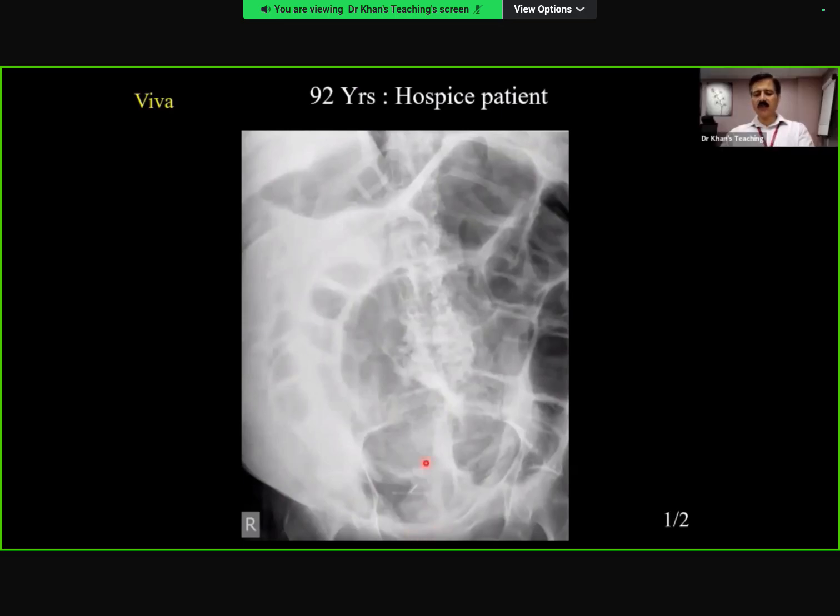But the first thing which they want to hear is, I will compare it with the previous films. In this kind of scenario where a patient comes from hospice, it's not an acute scenario. These patients, in your day-to-day practice, you will see them so often if you're working in A&E. You open a previous PACS film and the abdomen will be like this. I'll come back to this point.